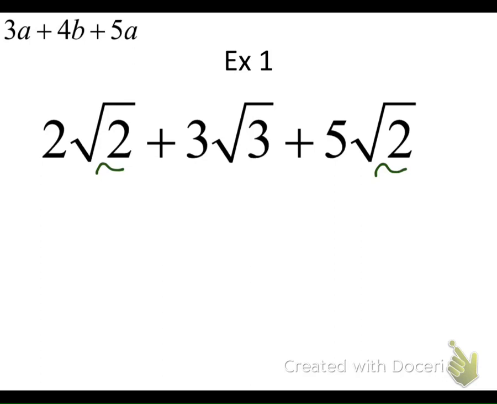Now, the second thing you need to do is only combine the coefficients. The radicands stay the same. You're not going to add or simplify the radicands. You're only going to simplify the coefficients. So my coefficient is going to be 2 plus 5. So what's 2 plus 5? 7. So I'm going to put my equal sign. If my radicand stays the same, it's going to be 7 square root 2.